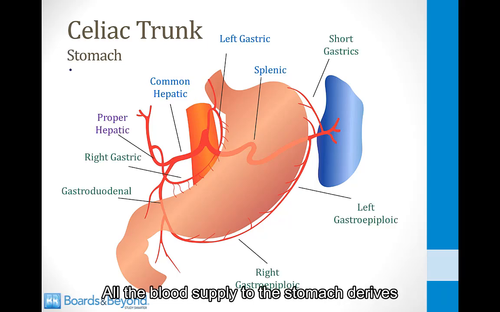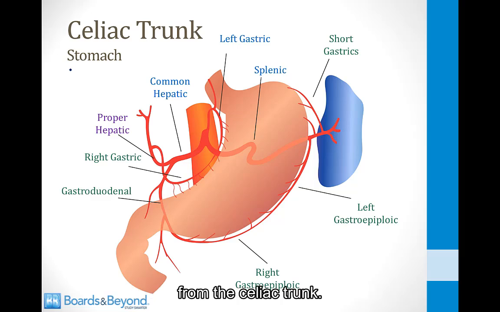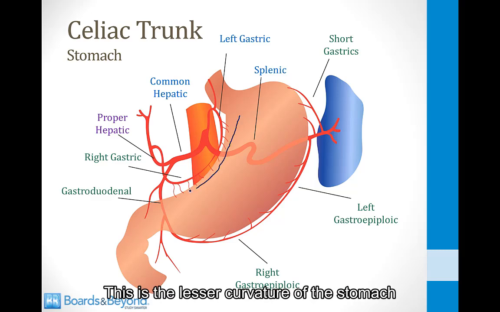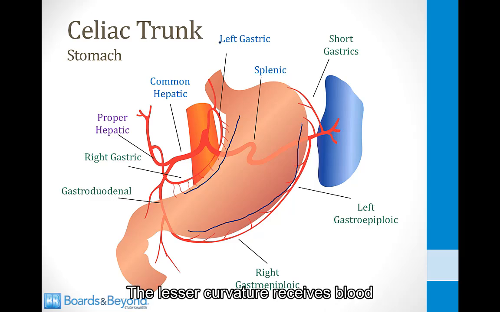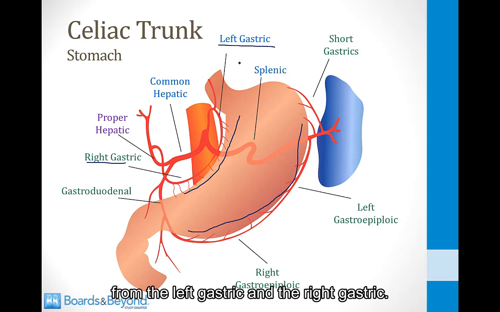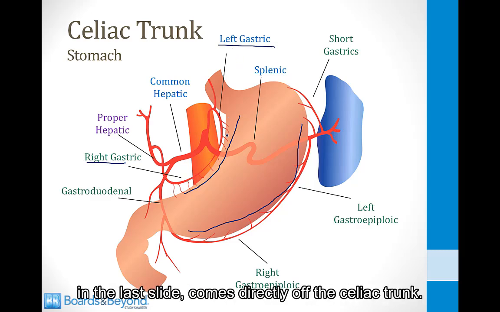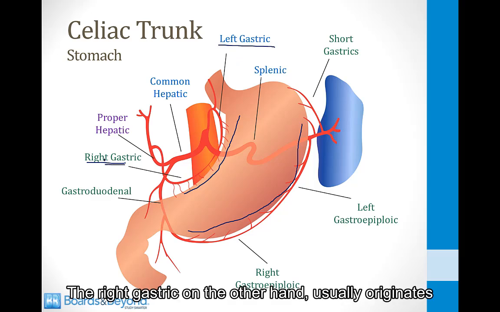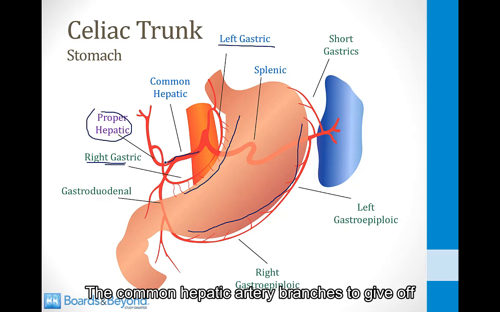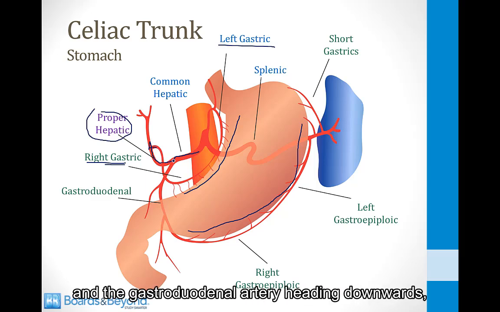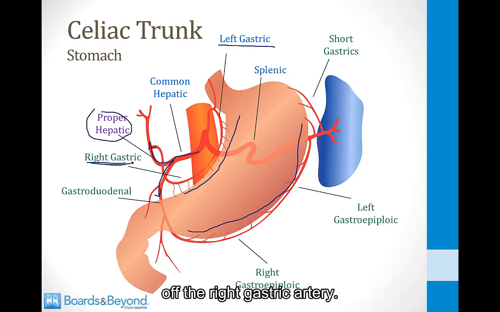All the blood supply to the stomach derives from the celiac trunk, and on this slide I've shown all the arteries that supply blood to the stomach. This is the lesser curvature of the stomach, and this is the greater curvature of the stomach. The lesser curvature receives blood from the left gastric and the right gastric. The left gastric artery, as we talked about in the last slide, comes directly off the celiac trunk. The right gastric, on the other hand, usually originates from the proper hepatic artery. The common hepatic artery branches to give off the proper hepatic heading up towards the liver, and the gastroduodenal artery heading downwards, and the proper hepatic usually gives off the right gastric artery.